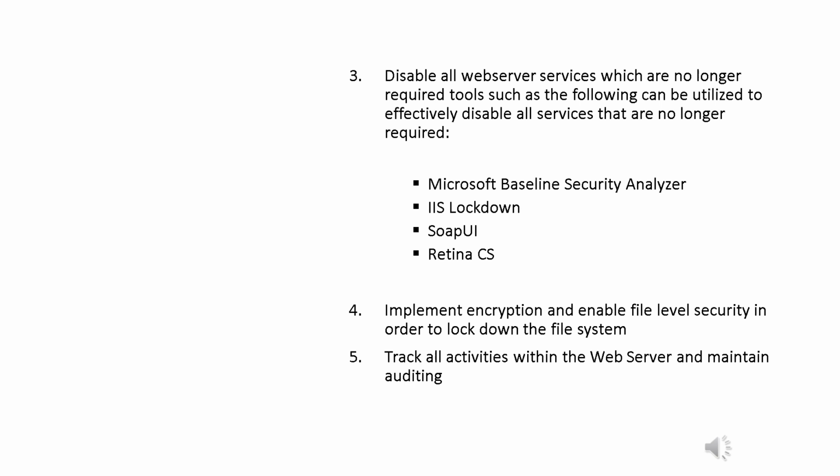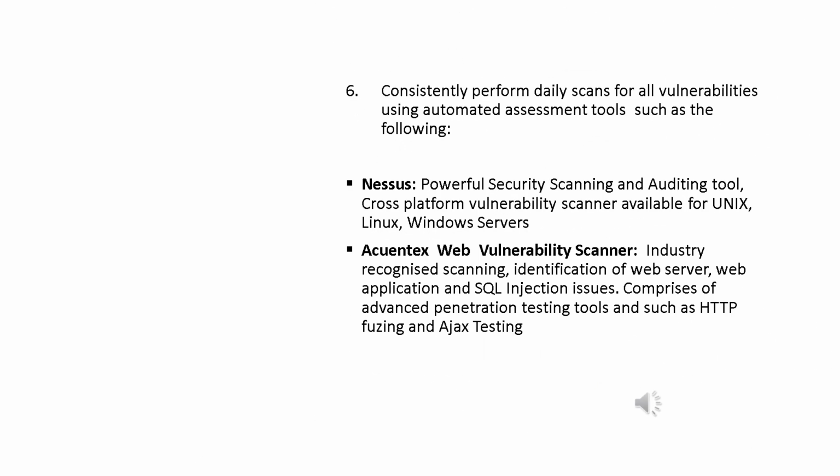Track all activities within the web server and maintain auditing. Consistently perform daily scans for all vulnerabilities using automated assessment tools such as the following: Nessus, a powerful security scanning and auditing tool, a cross-platform vulnerability scanner available for Unix, Linux, and Windows servers. Acunetix web vulnerability scanner, an industry-recognized scanner for identification of web server, web application, and SQL injection vulnerabilities, comprises advanced penetration testing tools such as HTTP fuzzing and Ajax testing.